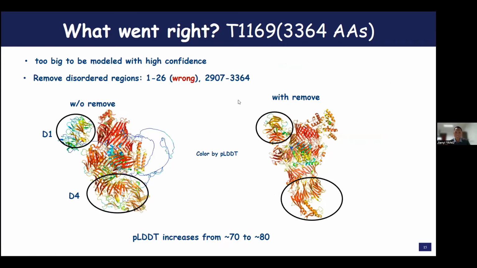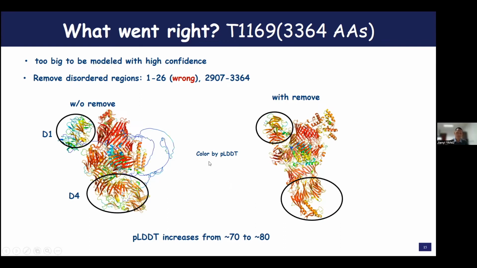For another target, this one is probably the biggest one in CASP15 with more than 3,000 residues. But for this one, the problem is due to the disordered region. In the disorder prediction, this N terminal and this C terminal are mostly disordered. So we removed them before the MSA search, and also the structure building. You can see after we remove this region, the first domain in the N terminal is D1, and the last domain is D4. The predicted LDDT scores are improved greatly for these two.